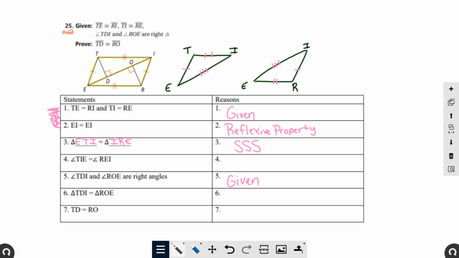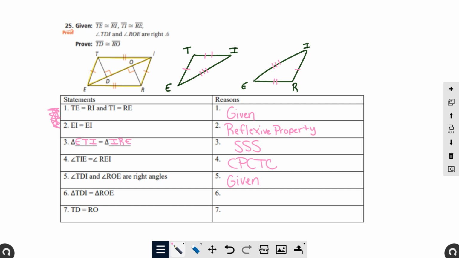Okay, then remember our proof needs to flow together, right? So next we have angle TIE is equal to angle REI. If the proof stopped there, it's just like the last few that we did. What's that reason? CPCTC. If the triangles are equal, why are they equal? Because their parts are all equal.